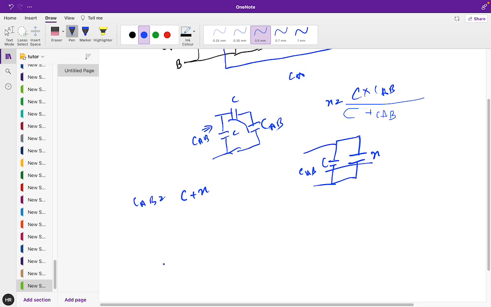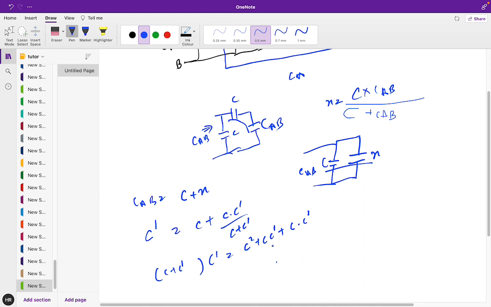Now solve the equation. Assume CAB as C dash. C plus C into C dash divided by C plus C dash. So C dash times C square plus C dash plus C times C dash. And here it is multiplied with C plus C dash. Okay. So what will you get, guys?